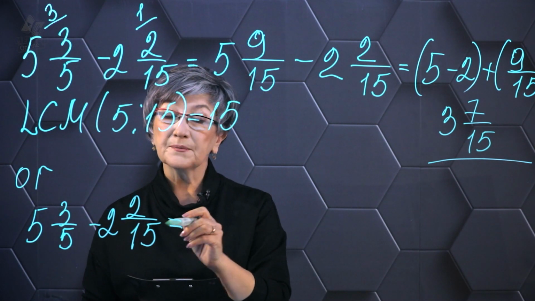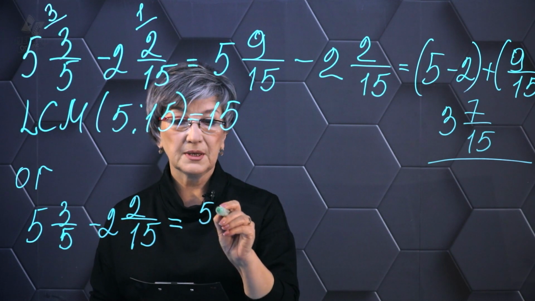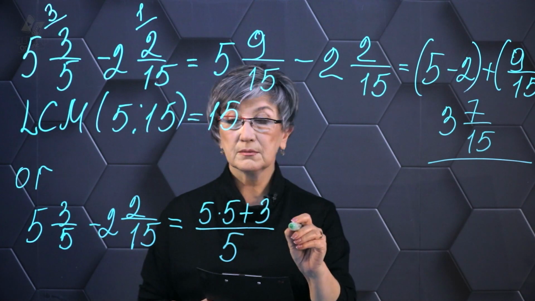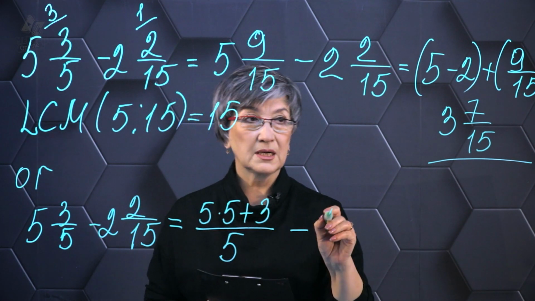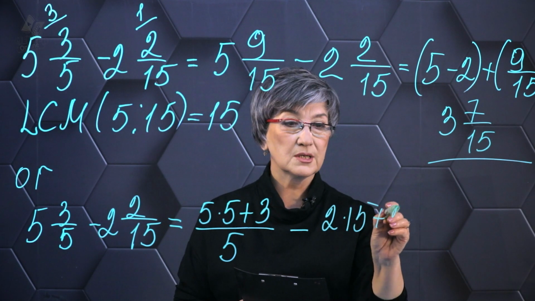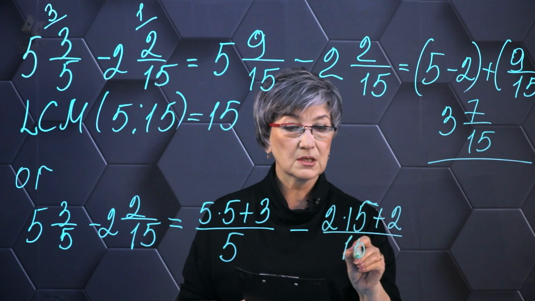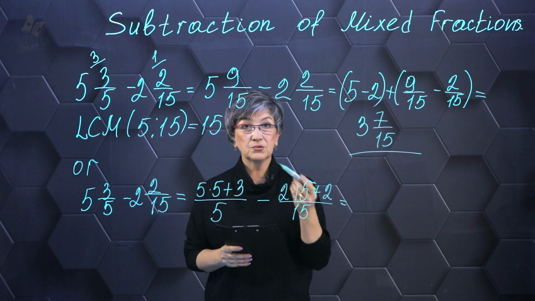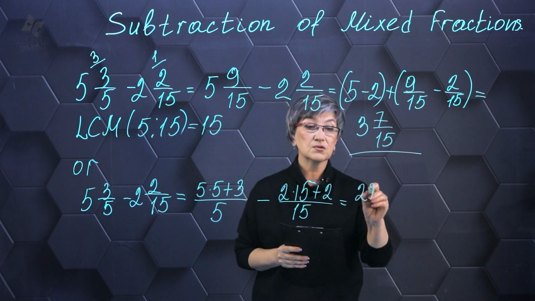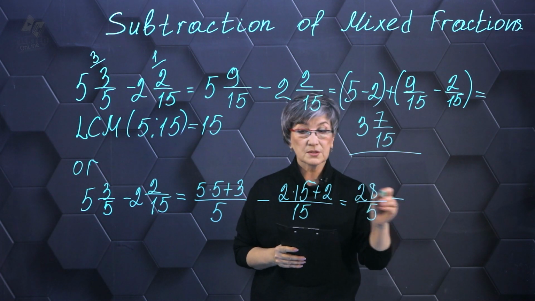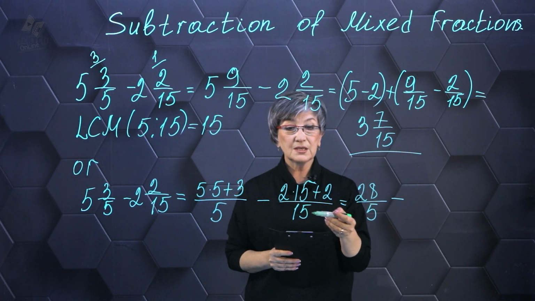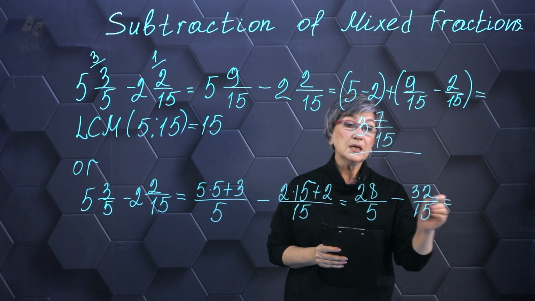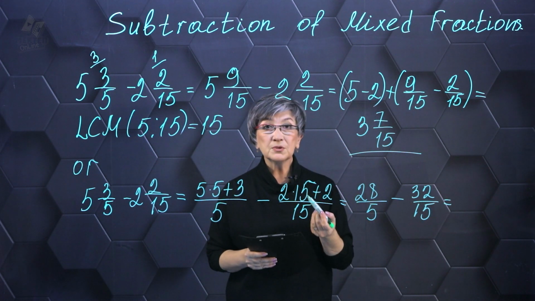Let's remember how to do it. So 5 I multiply by 5, and plus 3. The denominator stays the same. Minus 2 I multiply by 15, and plus the numerator 2. The denominator still remains 15. Consequently, the numerator I obtain is as follows. 5 multiplied by 5 is equal to 25. And when we add 3 to 25, we arrive at the sum of 28. 28/5 minus 30, which is what you get when you multiply 15 by 2, and you add 2 to 30 to get 32, so 32/15. And we've got two fractional numbers that we need to subtract.